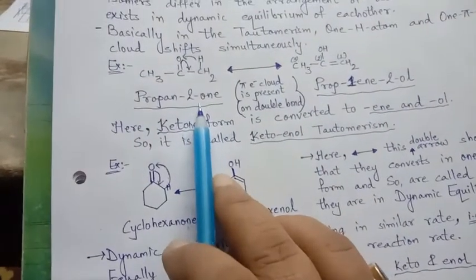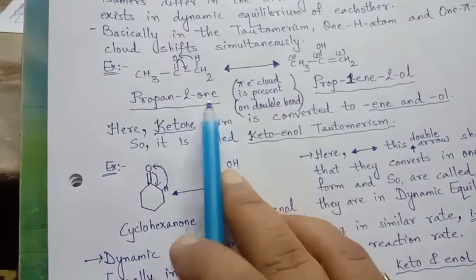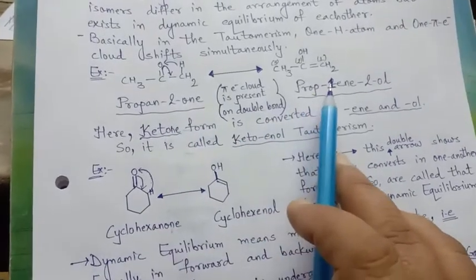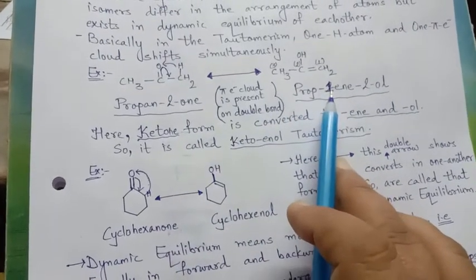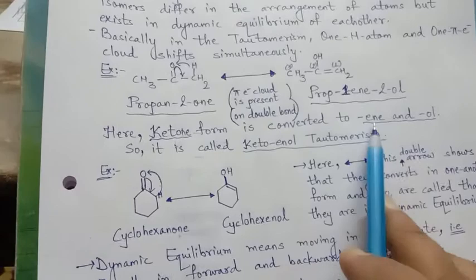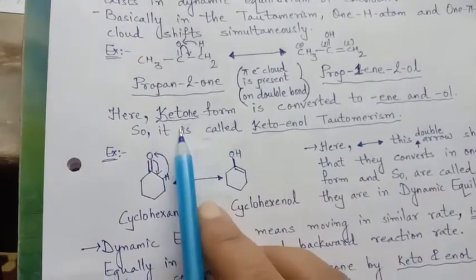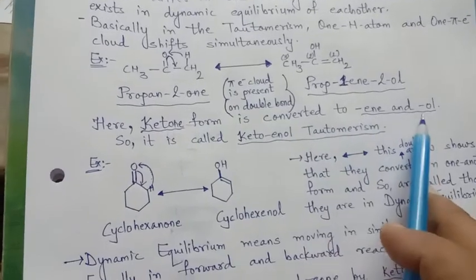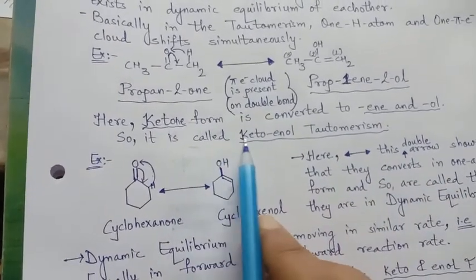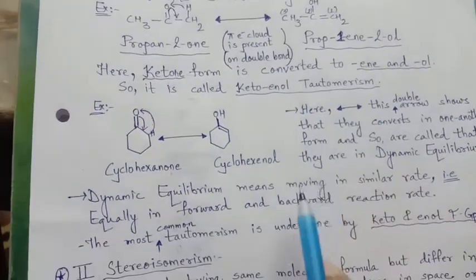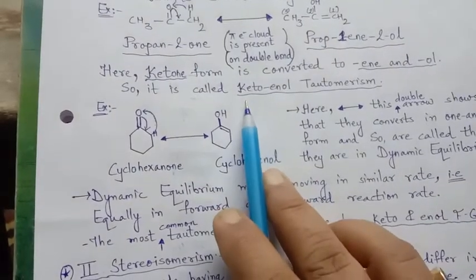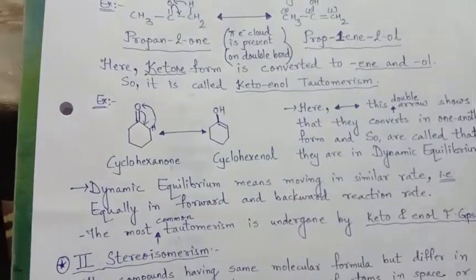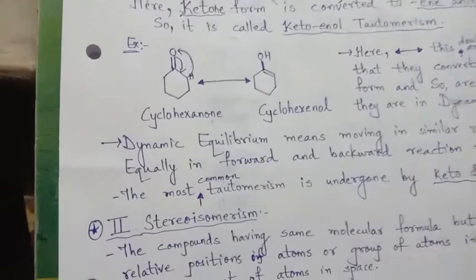Now here what happened? This is a ketone group. The ketone is converted to two different groups, ene as well as ol. So it is enol. So it is said that the ketone converted to enol. This is keto-enol tautomerism. What is it? Keto-enol tautomerism. Clear? One more example.